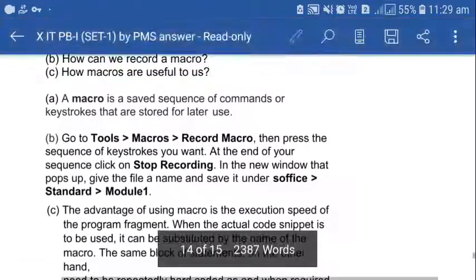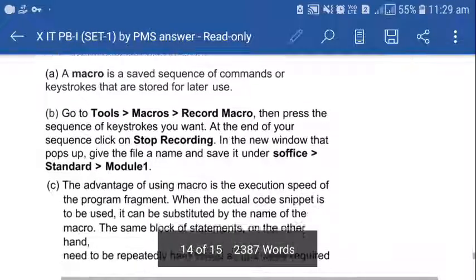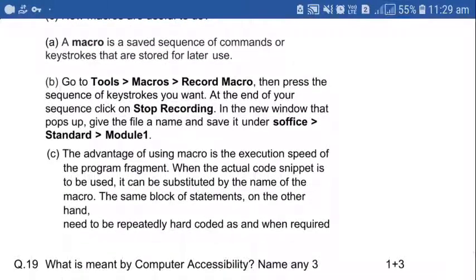Okay, and how can we record a macro? Go to the Tools menu, click on Macros and click on the Record Macro option. Then press the sequence of keystrokes you want. At the end of your sequence, click on Stop Recording. In the new window that pops up, give the file a name and save it under Office Standards Module 1.